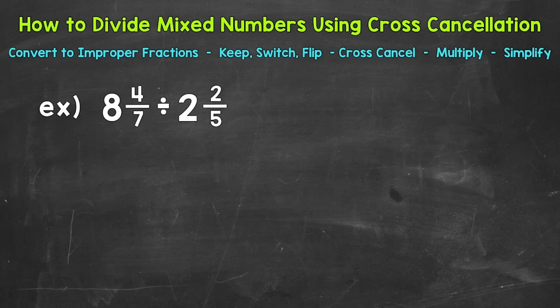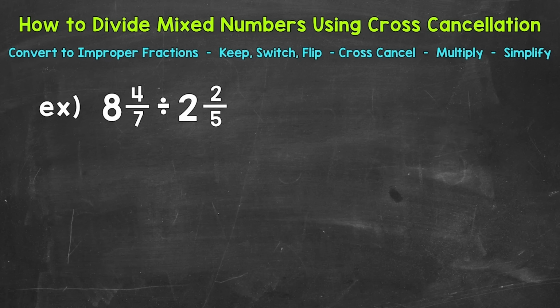Now we will take a look at using cross-cancellation when dividing mixed numbers. Let's jump into our example where we have 8 and 4/7 divided by 2 and 2/5. Now we use cross-cancellation when we get to the multiplying step, so keep that in mind. Now the first thing that we want to do is convert these mixed numbers to improper fractions. That way we just have a numerator and a denominator, and we can move forward with our steps.